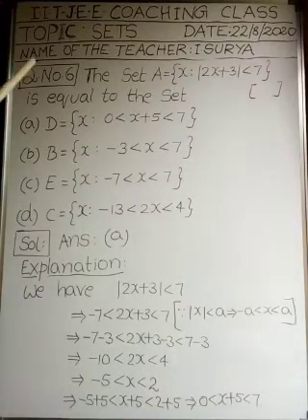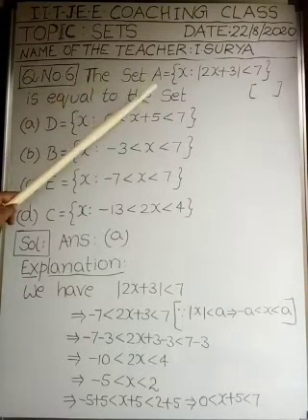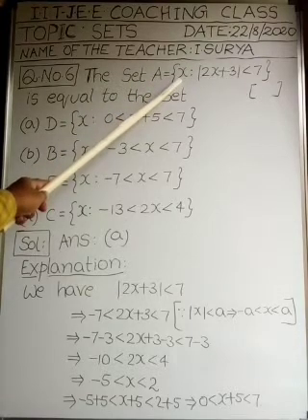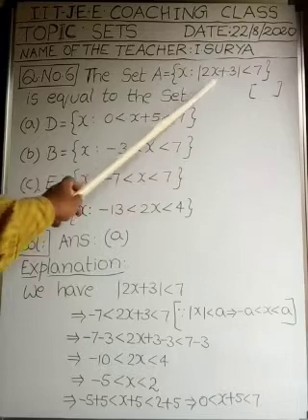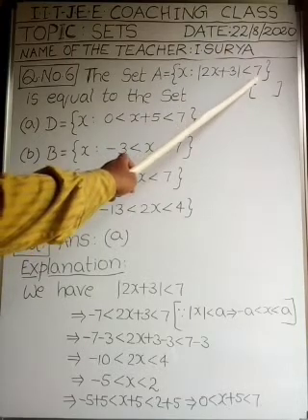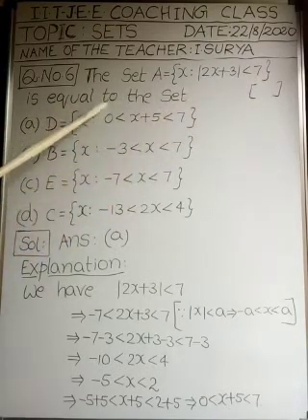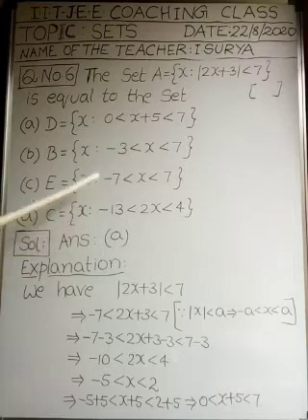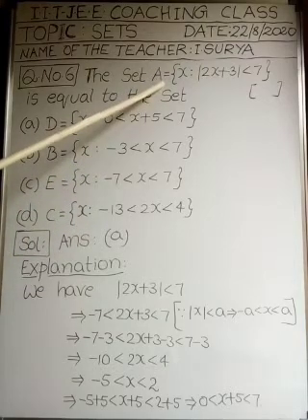Come to the question number 6. The set A is equal to set of all x such that modulus of 2x plus 3 is less than 7 is equal to the set. Here different sets are given. We have to identify which set is equal to this given set. Understood the question, my dear children?